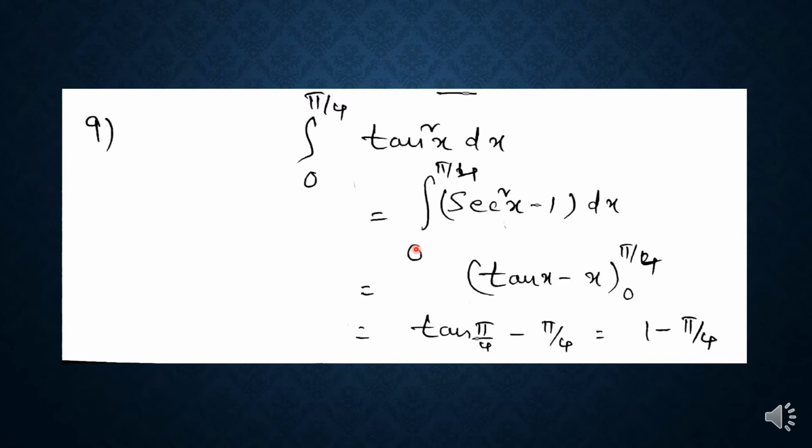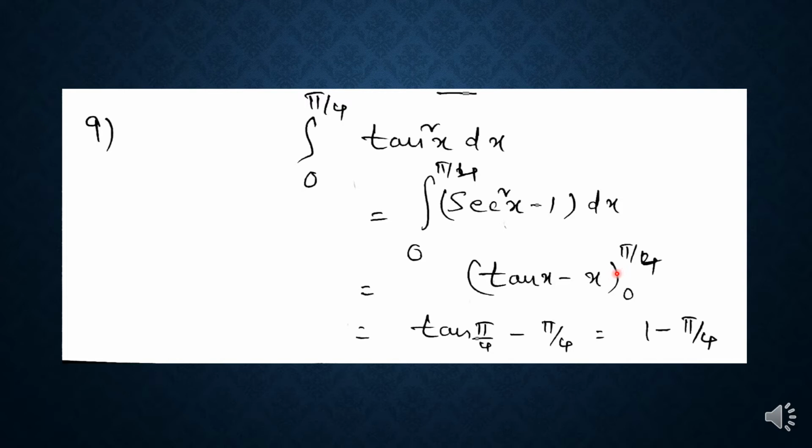Ninth problem. Integral from 0 to pi by 4 of tan square x dx. We don't have a direct formula for tan square x, so we should convert it into secant square x terms. That can be written as the integral from 0 to pi by 4 of (secant square x minus 1) dx. Now integral secant square x dx is tan x, minus integral 1 dx is x, from 0 to pi by 4.